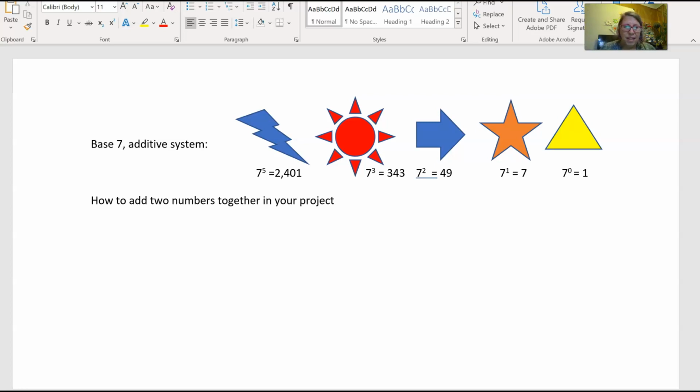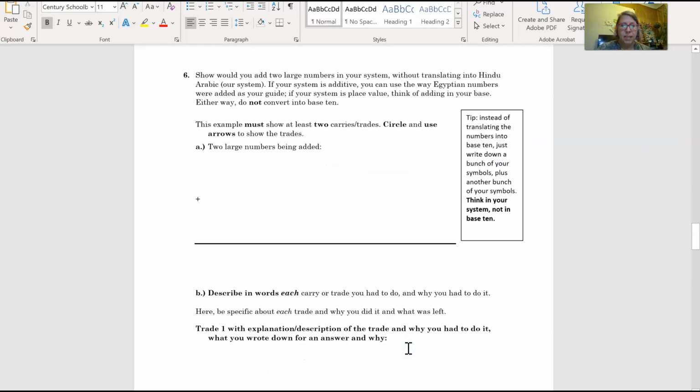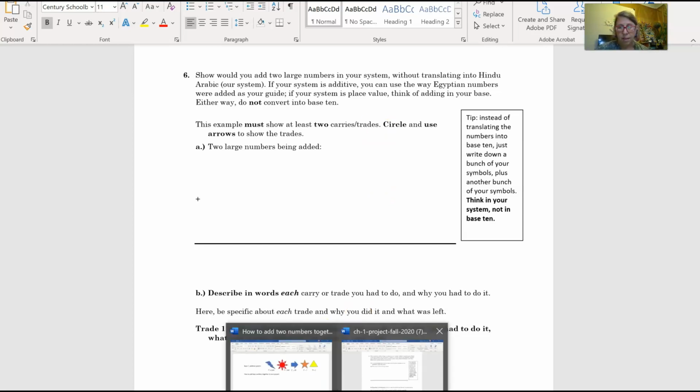Hi everybody, in this video I'm going to show you how to add two numbers together in the system that you made up for your project 1. If you remember from project 1, you have these directions to add together two large numbers in your system without translating into our system. And you want to have at least two carries or trades when you add them. So I'm going to help you out with how you do that.